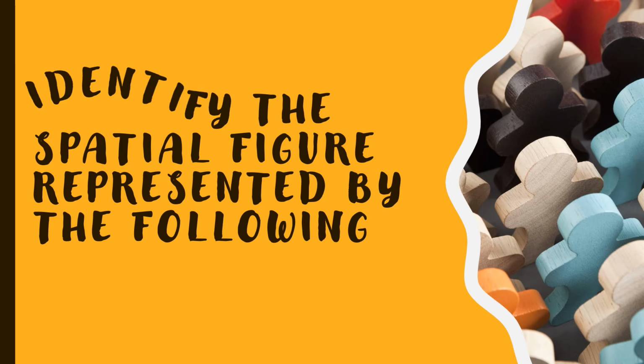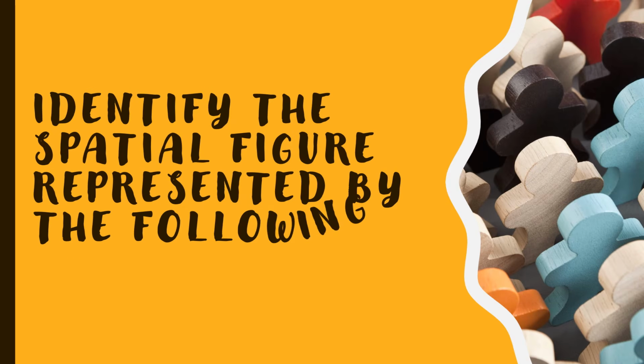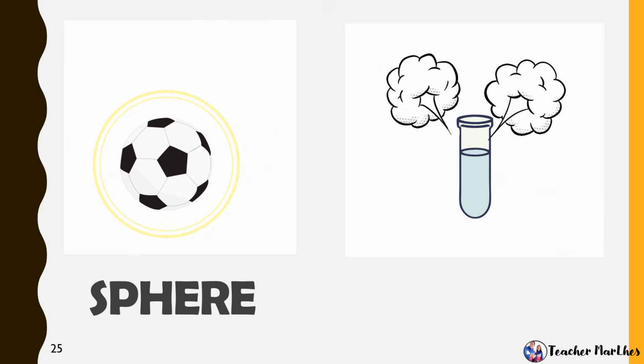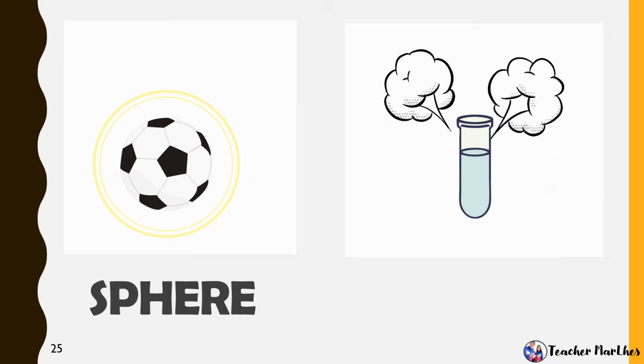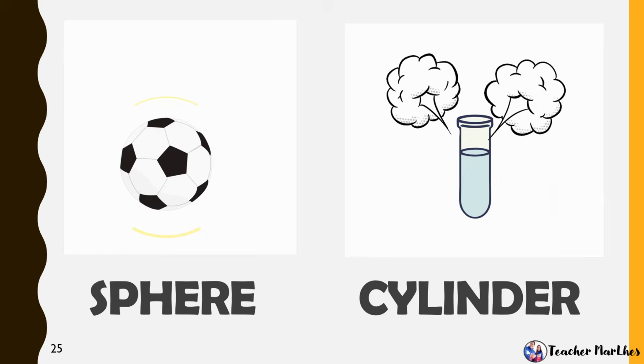Now let us identify the special figure represented by the following. A ball. A ball is represented by what solid figure? Very good. It is a sphere. Next is a test tube. A test tube is represented by what solid figure? Very good. It is a cylinder. Earth. Earth is represented by a sphere.